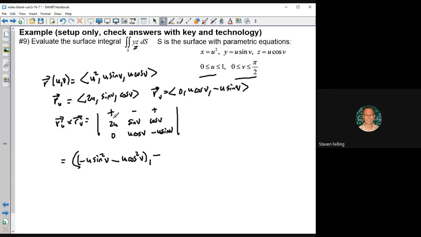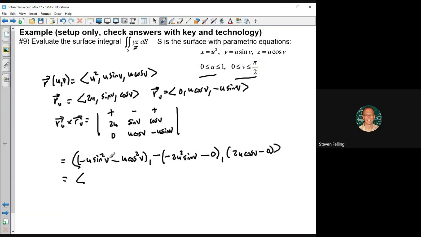And then it's the negative of this times this, so that's going to be negative 2u squared sine v, minus this times this, which is 0, okay? And then it's this times this, which is 2u cosine v, minus this times this, which is 0. Okay, so carefully finding the cross product here.